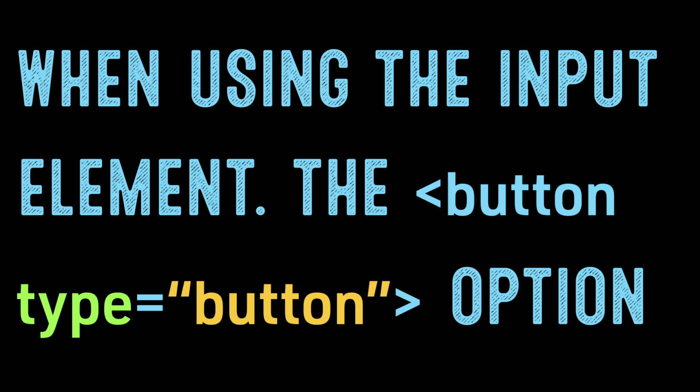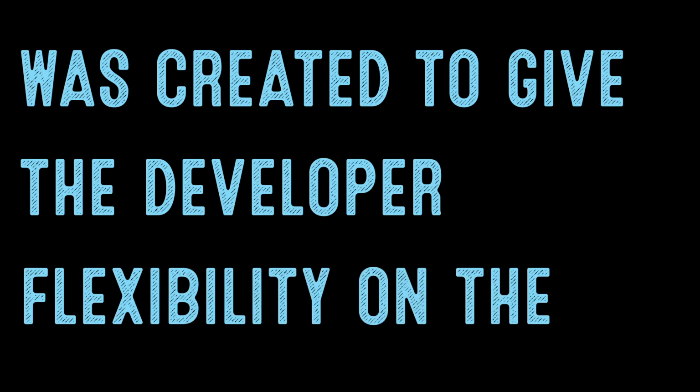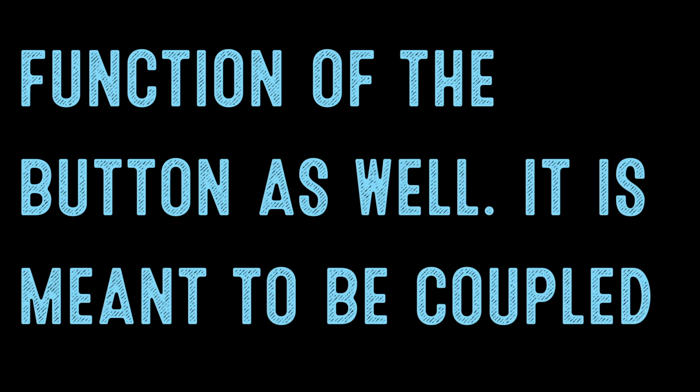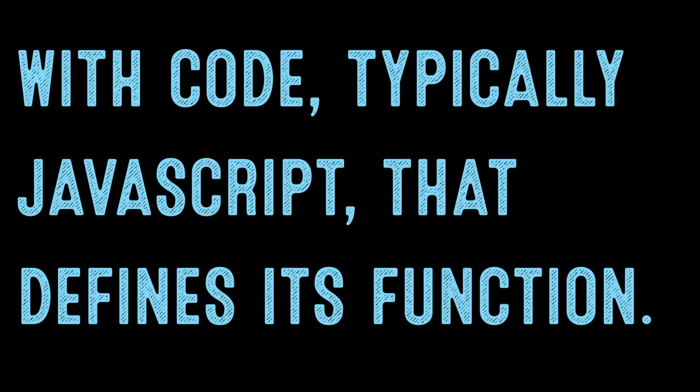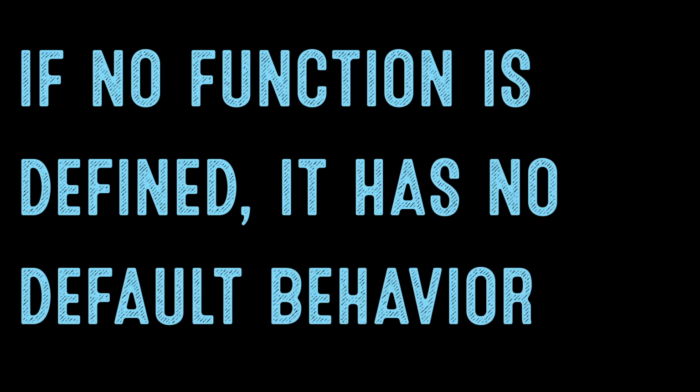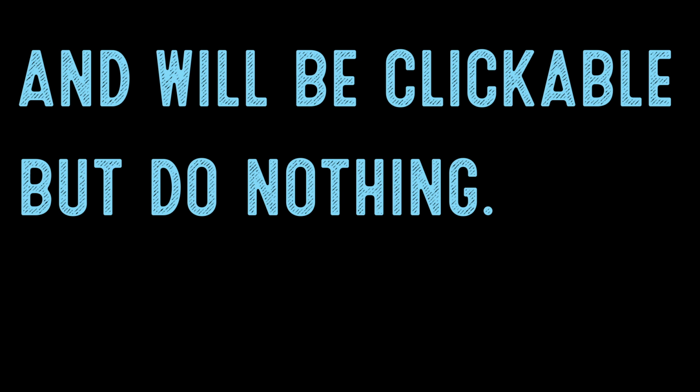The button type equals button option was created to give the developer flexibility on the function of a button as well. It is meant to be coupled with code, typically JavaScript, that defines its function. If no function is defined, it has no default behavior and will be clickable but do nothing.